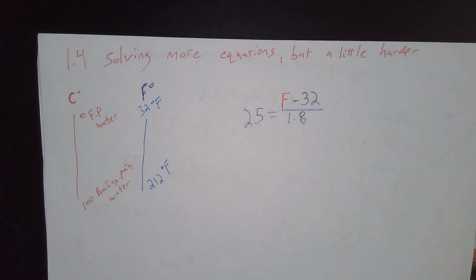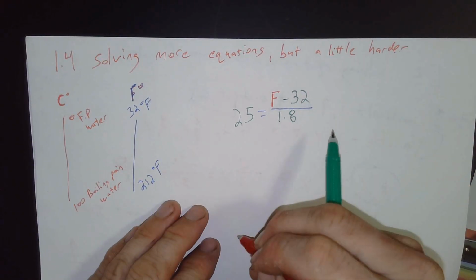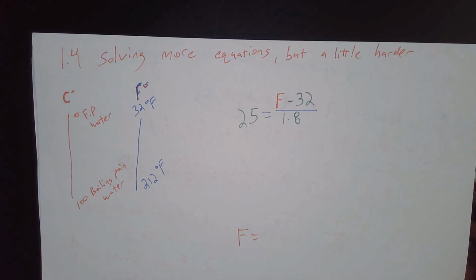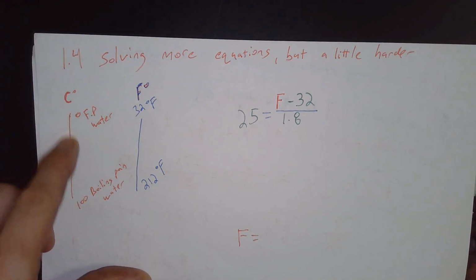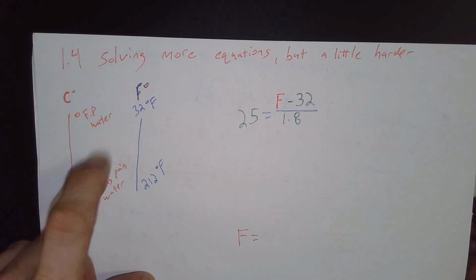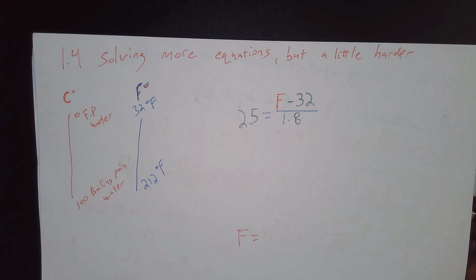So this one, where do I start? Well, my goal is to get to an equation that says F equals something, so I can just plug in my degrees Celsius number, whatever it is, and it'll come out with a degrees Fahrenheit number. That's what I'm trying to do. I want to solve the equation for the variable F.